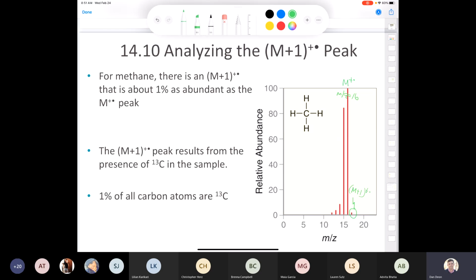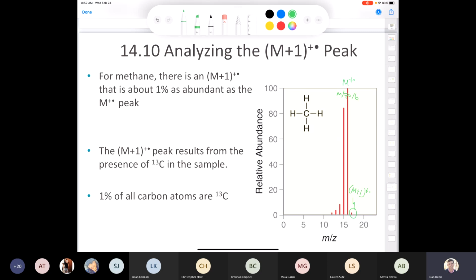Now, it's around 1%. If you listened carefully to what I said in the lecture this morning, you'd probably notice that I said it was around 1.1% as tall as the base peak. There's a good reason for that, okay? We can round that down to 1%, okay? And the reason why is because there are 2 isotopes of carbon that are going to be abundant, okay?